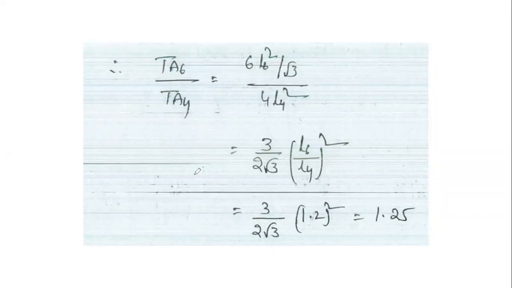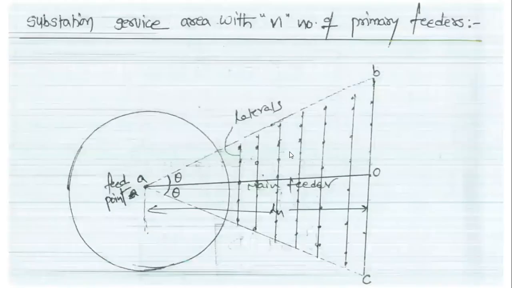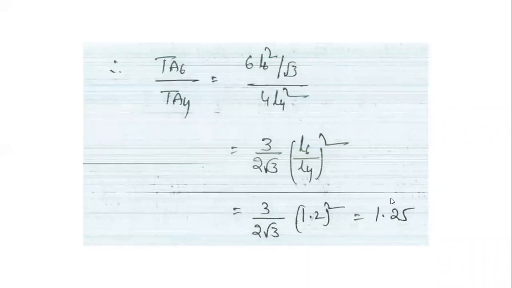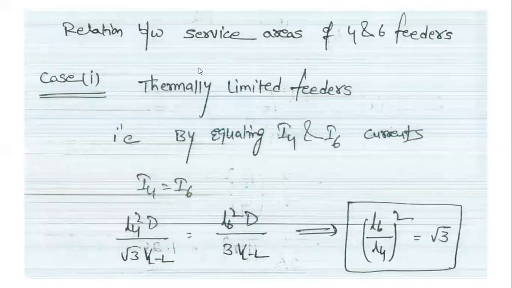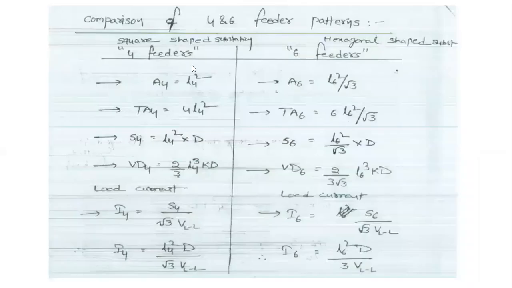Therefore TA6 is equal to 1.25 times TA4. Okay, this is the comparison between the 4 feeders and the 6 feeders. This is a very important topic in the case of substations, that is, in the second unit.